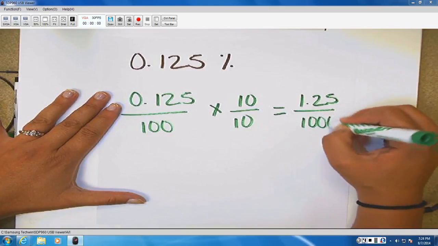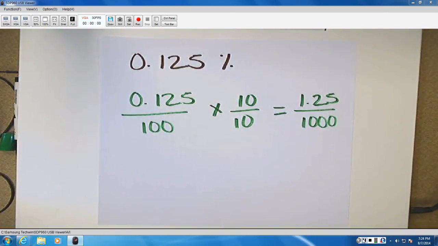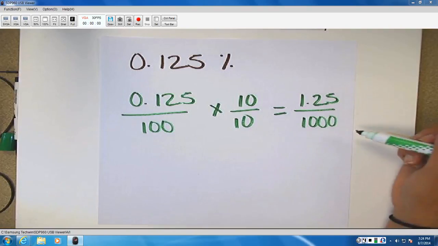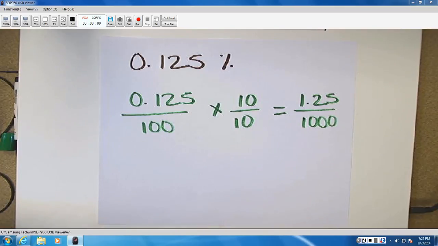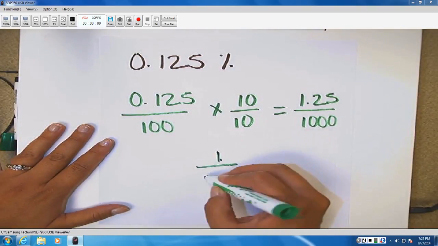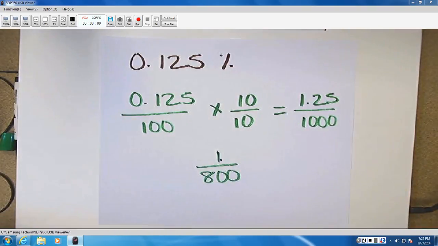over 1,000. And I know that I can reduce that a bit. I believe that 1.25 goes into 1,000 800 times. So I can reduce this to 1/800th. Just double check my work here. Yep, 800. So the percentage, 125 thousandths of a percent, is actually a fraction of 1/800th.